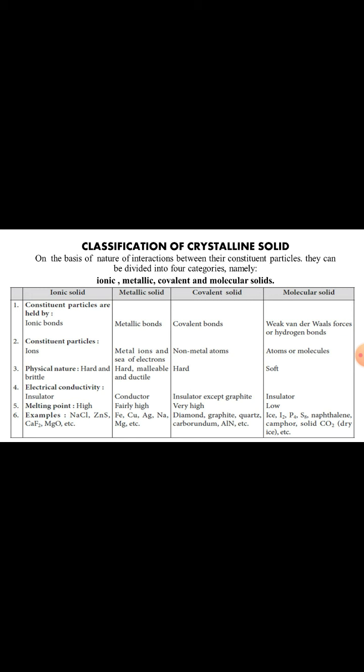When metals are heated, metals lose outermost electrons. The left portion, that is kernels, and electrons form a bond. That bond is known as metallic bond. Here the electrons are mobile and free to move.